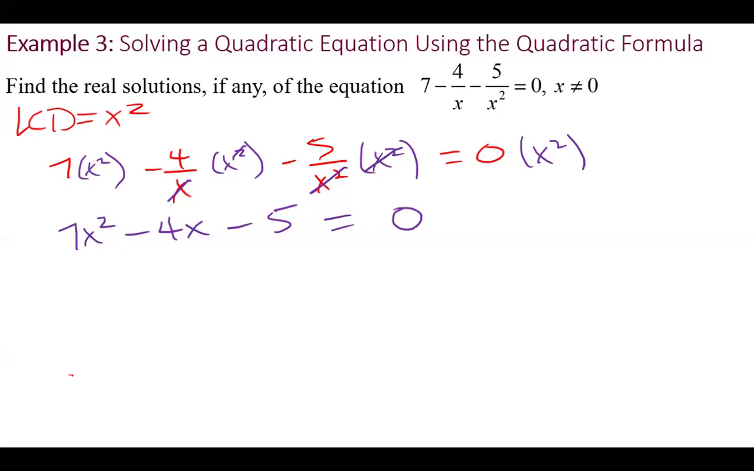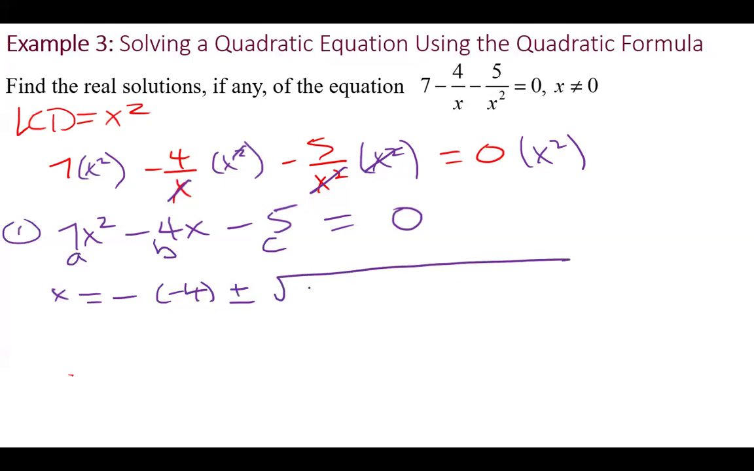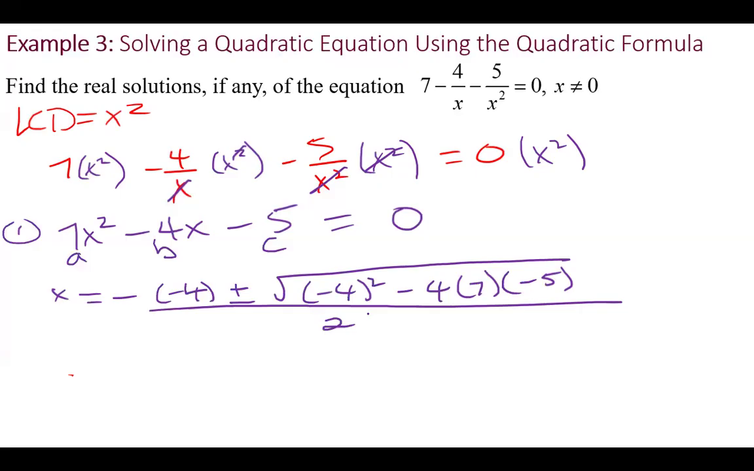Yeah, so now we can go through our quadratic formula steps. Step 1 is to identify your a, your b, your c, and to plug it into the quadratic formula. So our a is 7, our b is negative 4, and our c is negative 5. So we have x equals negative b plus or minus the square root of b squared minus 4ac divided by 2a.